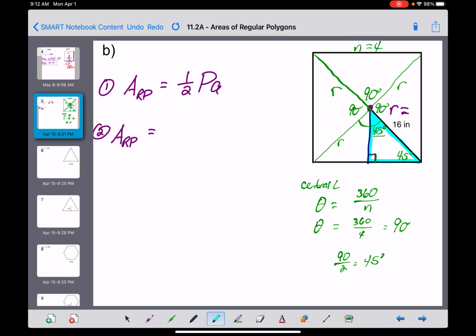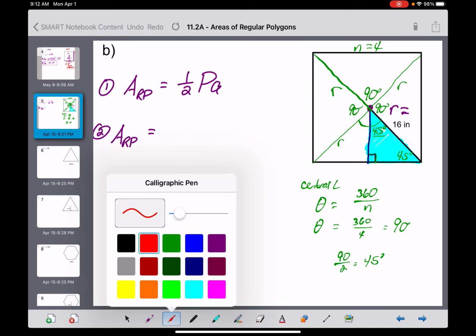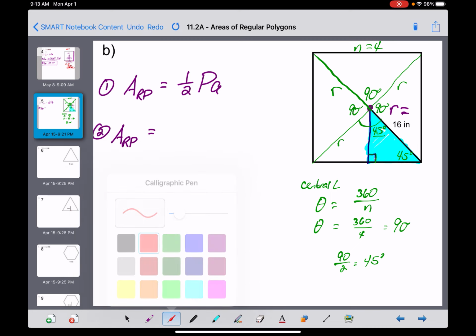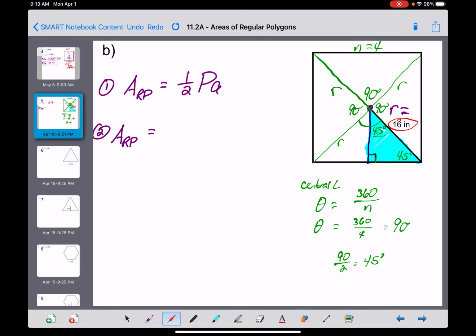Okay, so what we have in blue here, you guys, is not just any random right triangle. This is a special right triangle, a 45, 45, 90. And within that 45, 45, 90, I'm going to go to red now, we know that our hypotenuse has a length of 16 inches. So we've got to come up with A, the apothem, and this piece right here, which I always call X. So we need to remember some things about a 45, 45, 90 right triangle.